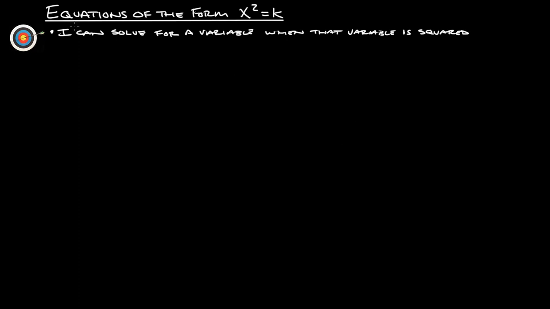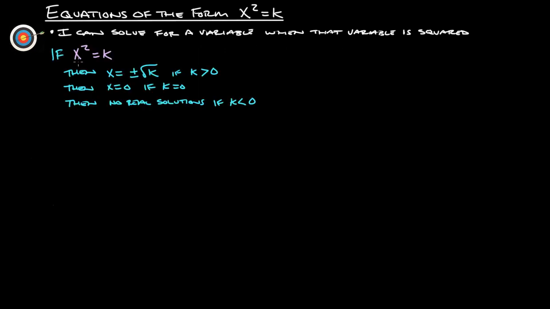I'm going to take you through the notes on equations of the form x squared equals k. At the end of this, you should be able to say, I can solve for a variable when that variable is squared. So if we have x squared equals k, then x is going to equal plus or minus the square root of k if our k value is positive.